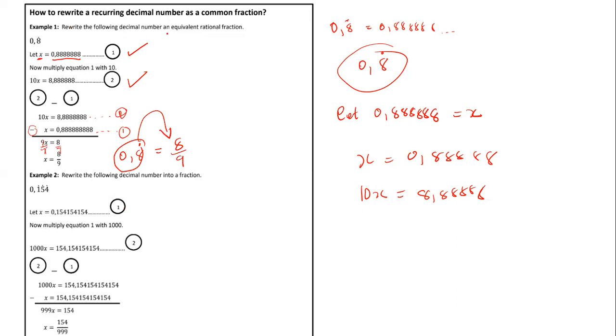Rewrite the following decimal number as an equivalent rational fraction. So now we have the rational fraction. The fraction is rational.